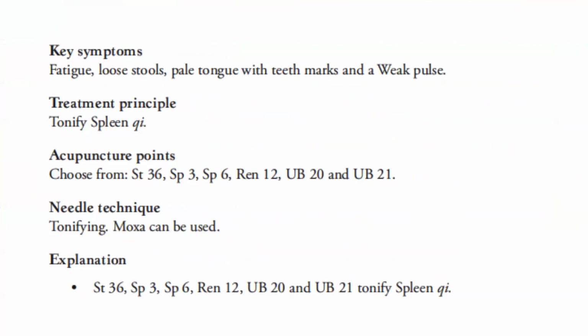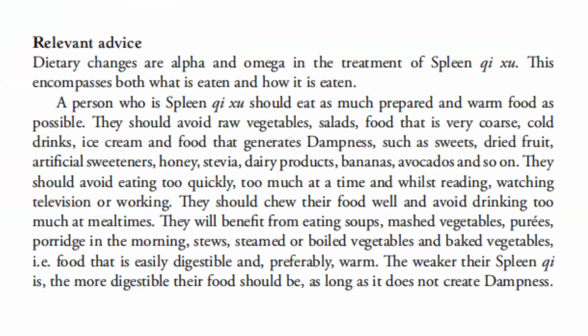Acupuncture points we can choose from: Stomach 36, Spleen 3, Spleen 6, Ren 12, UB20, and UB21. Needle technique is tonifying. Moxa can be used. Stomach 36, Spleen 3, Spleen 6, Ren 12, UB20, and UB21 tonify spleen qi.